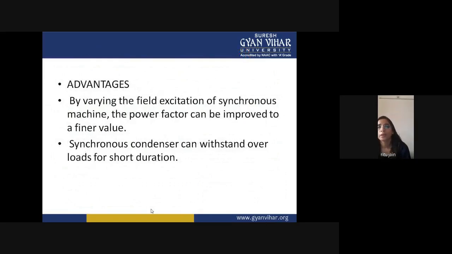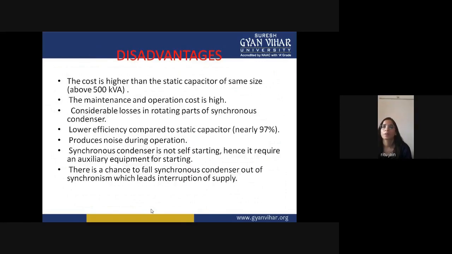Now, what are the advantages of this synchronous condenser? By varying the field excitation of the synchronous machine, you can easily improve the power factor to a finer value. And the synchronous condenser can withstand overloads for a shorter duration. If your load is over, then this synchronous condenser can also withstand it.